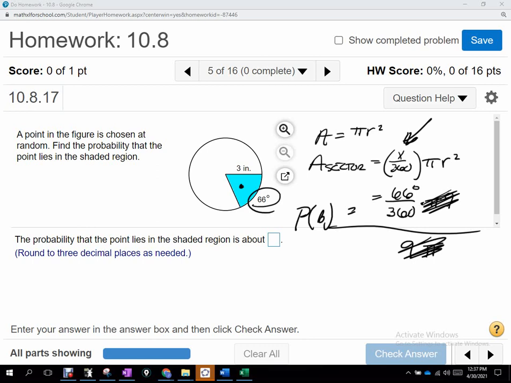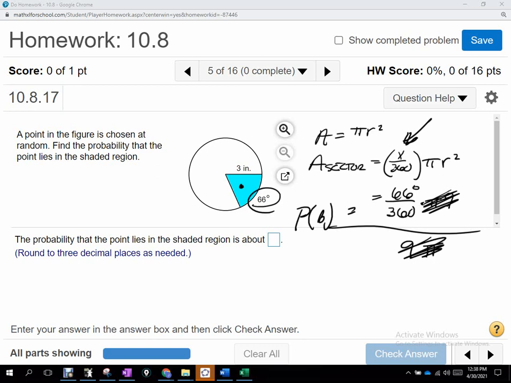It's the idea that if I give you a spinner and I say that spinner is broken up into three colors, what's the probability of it landing on blue if the colors are blue, red, and yellow? Well, isn't blue going to be 1/3 of that circle? Does that make sense? So it'd be 1 out of 3. So here we're saying that we're not 1/3, we're 66/360 of that circle.